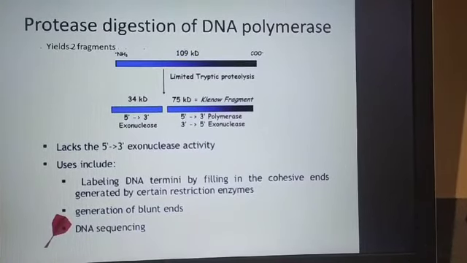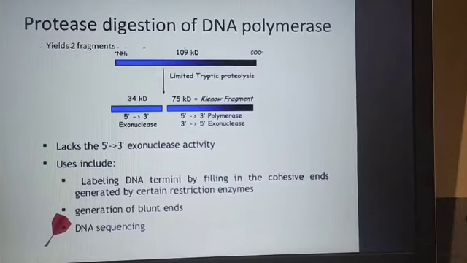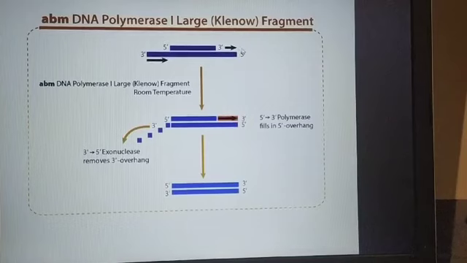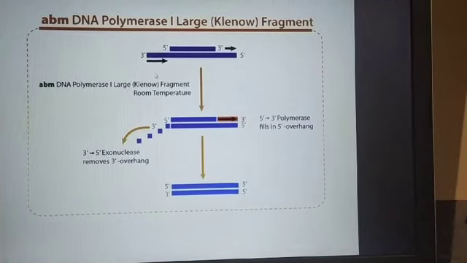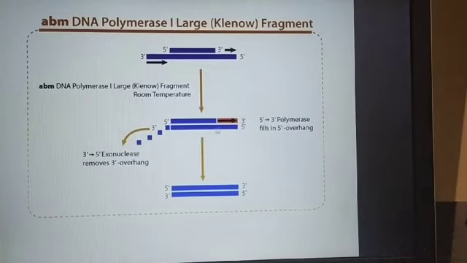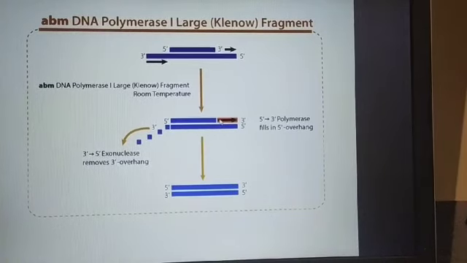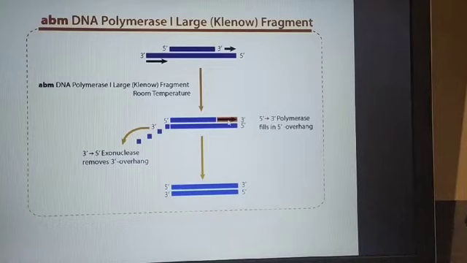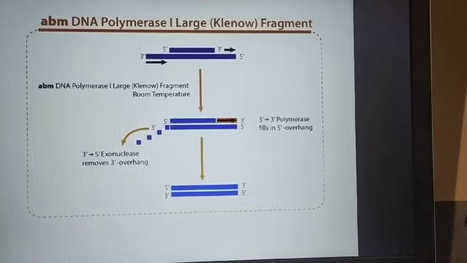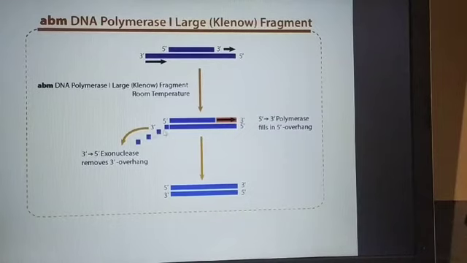It is used for generating blunt ends. Here you can see this is a DNA molecule which is having sticky tails or sticky ends. So by using this Klenow fragment, which is having 5'3' polymerase activity, you can add nucleotides and make this end blunt. And here the enzyme is having 3'5' exonuclease activity. So by the 3'5' exonuclease activity, this tail can be removed.